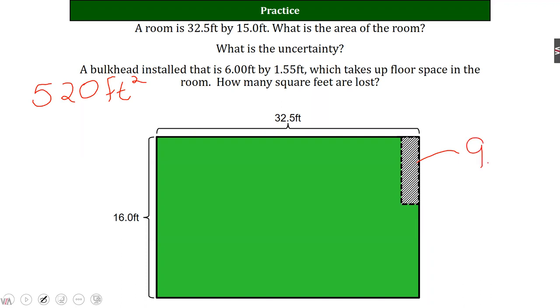Nine point three. And how many sig figs do we need? Three. So if it's 9.3 exactly, then it's 9.30. What's the new square footage of the room? So 520 plus or minus one, minus 9.30.